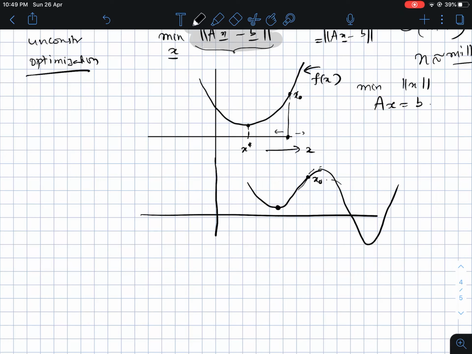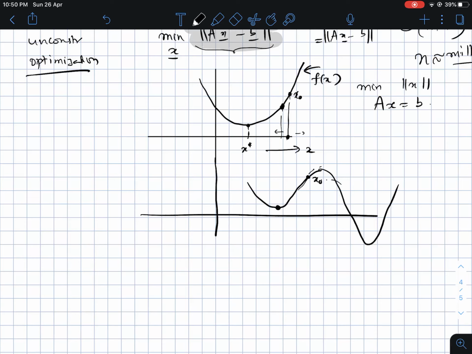So what's the main idea here? The main idea is to start from an x0 and keep moving small amounts in a direction in which your function is decreasing. So here I keep moving a small amount to the left, I'll go here. Then once again here I reevaluate and see which direction to go.